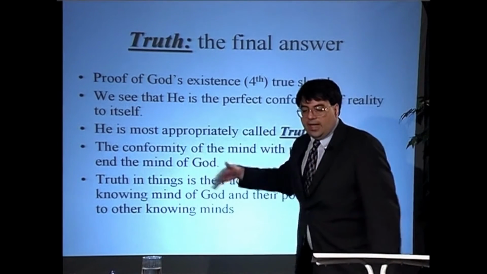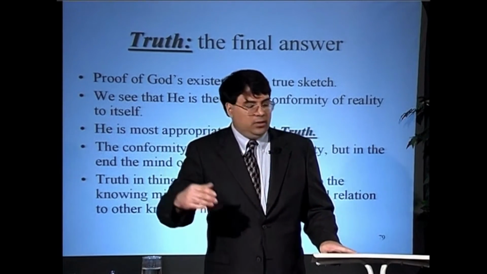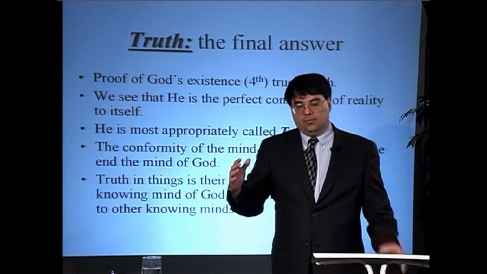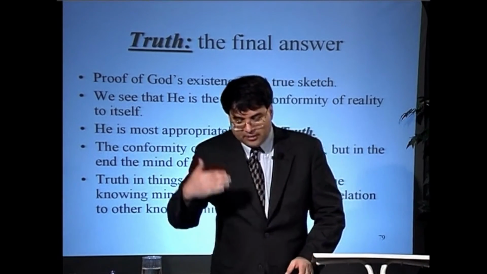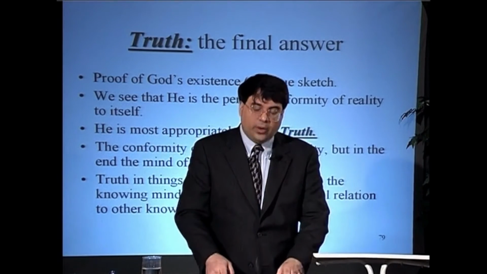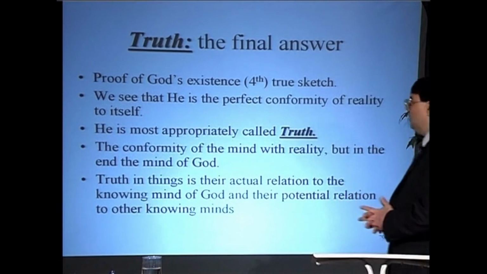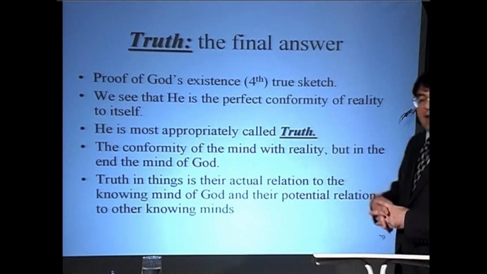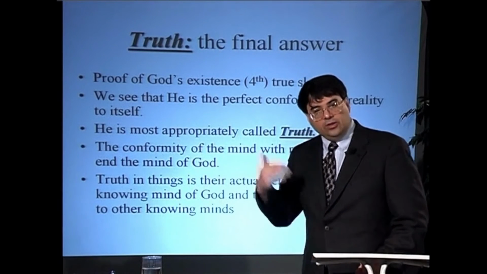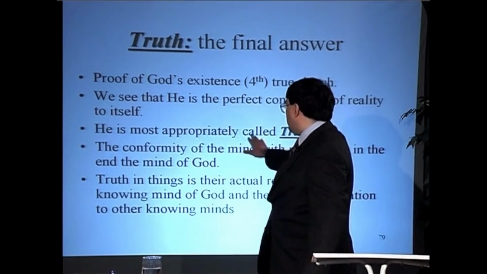But the point here is that we have this reference of all things basically asking for a reason for the intelligibility. I mean, we had this potential relation that we saw of things to a knowing mind. And we said, how can this relation exist just floating out in nowhere? Well, it can't. It has to exist in a knowing mind. And we just have seen that knowing mind is God. So he is most appropriately called truth.